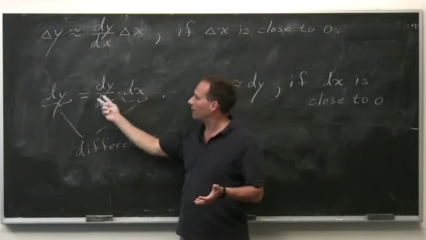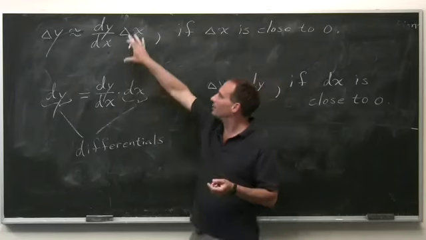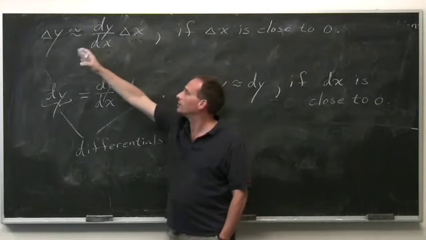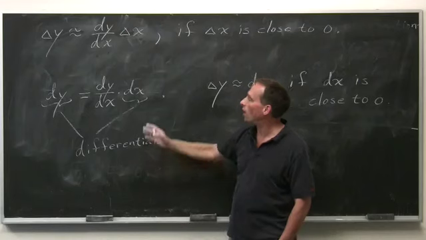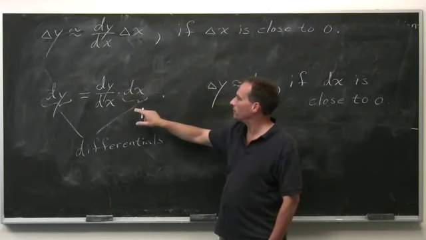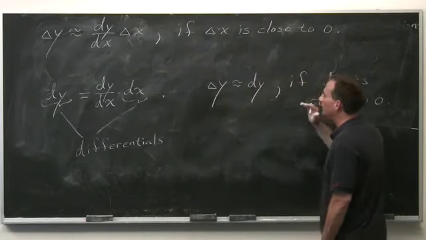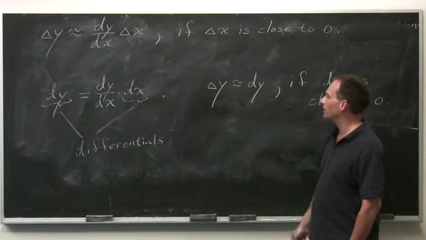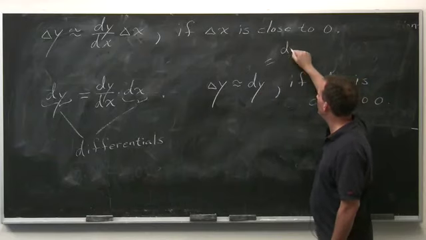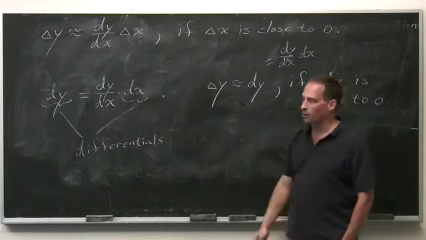But we're calling this product dy. And so linear approximation is the same as saying dy/dx times this small change delta x gives you the corresponding small change in y. And we're calling dy/dx times any variable, we're calling that dy. So what we get out of that is this differential approximation, that the change in y is approximately dy, which is this quantity that you get by taking dy/dx times dx, if dx is close to 0.